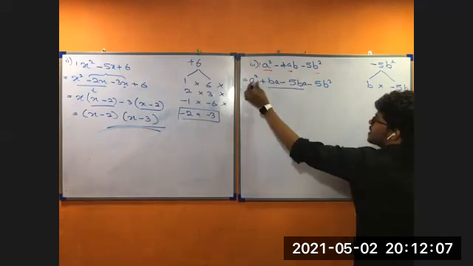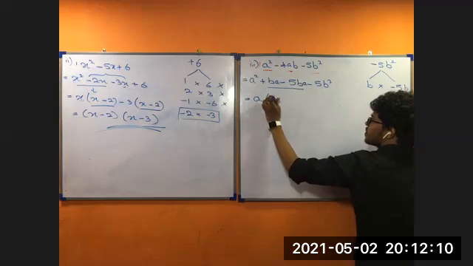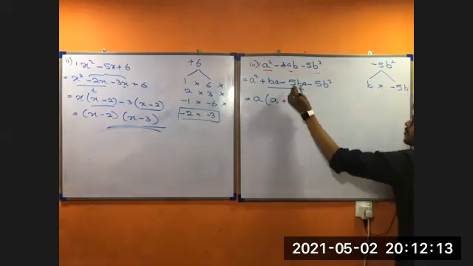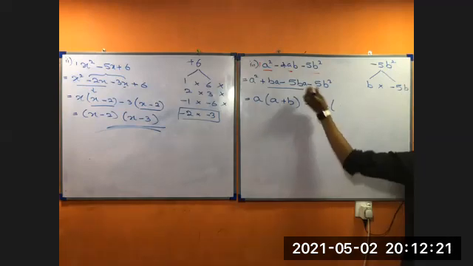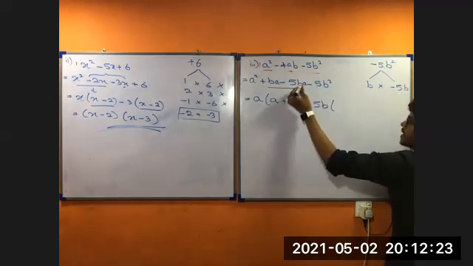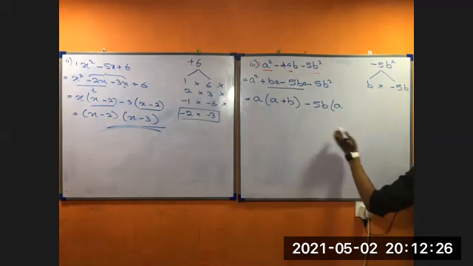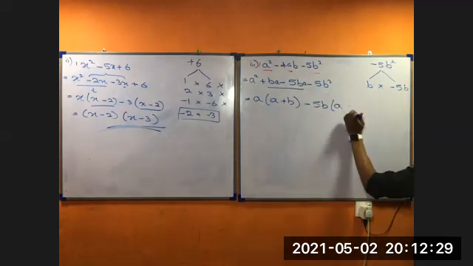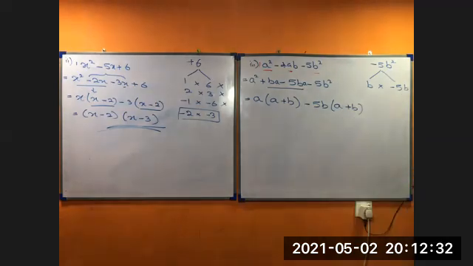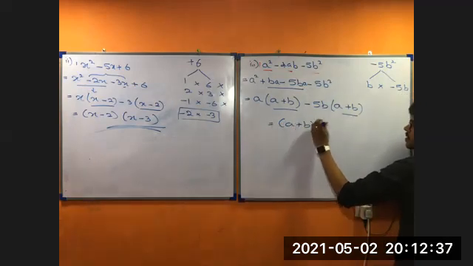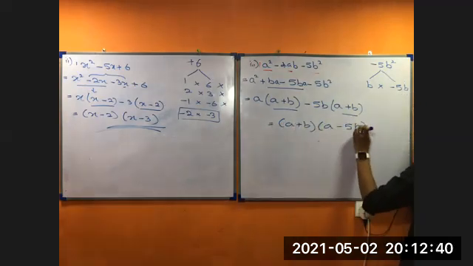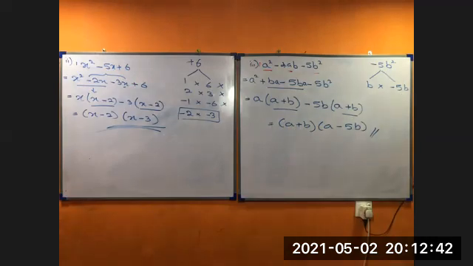Now I can take a outside. When you take a outside, what happens? A plus b, and from here I take minus 5b out. So then what is remaining? From 5ba, I take 5b out, then a is remaining. And from this one, I take 5b out, so plus b is remaining. So then I take a plus b out. So a plus b, a minus 5b. Yes, we got one correct answer.